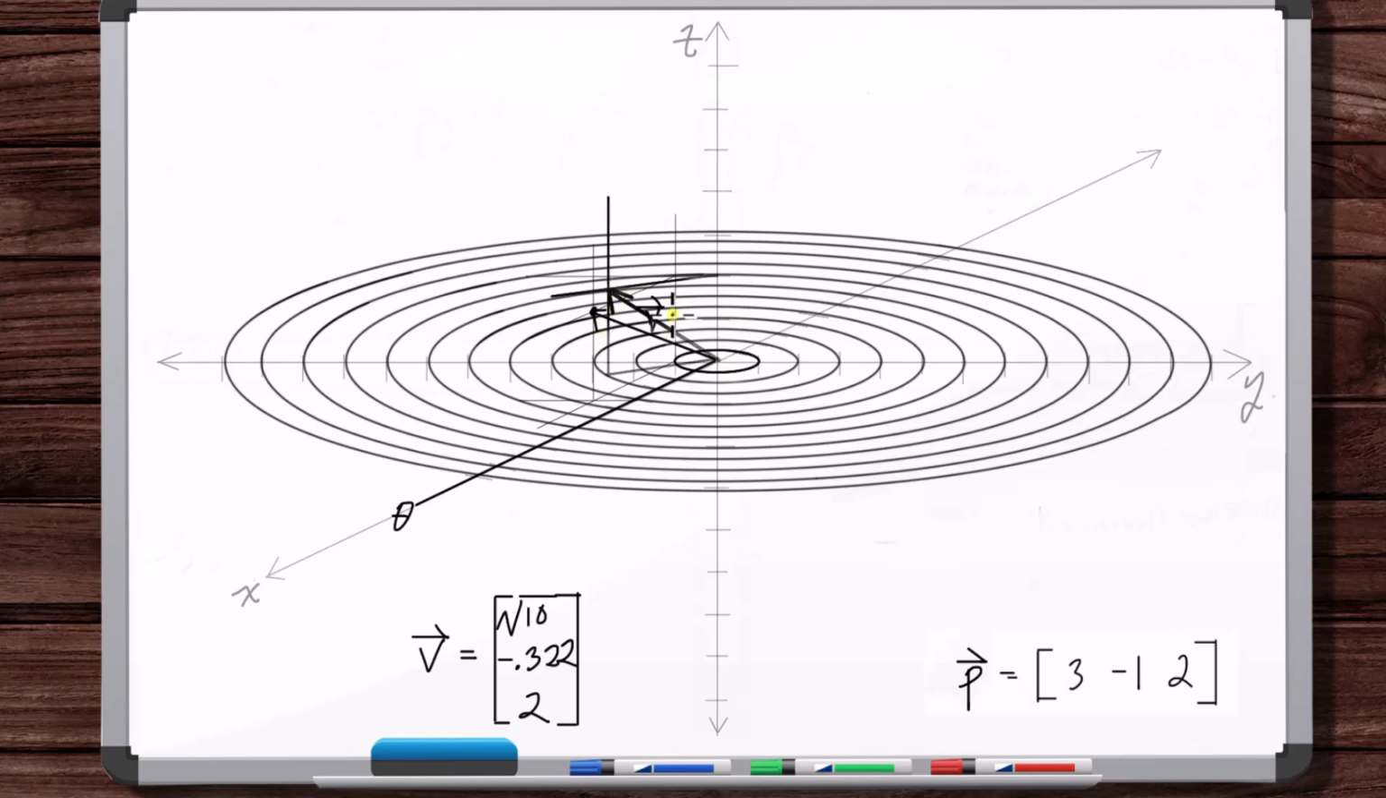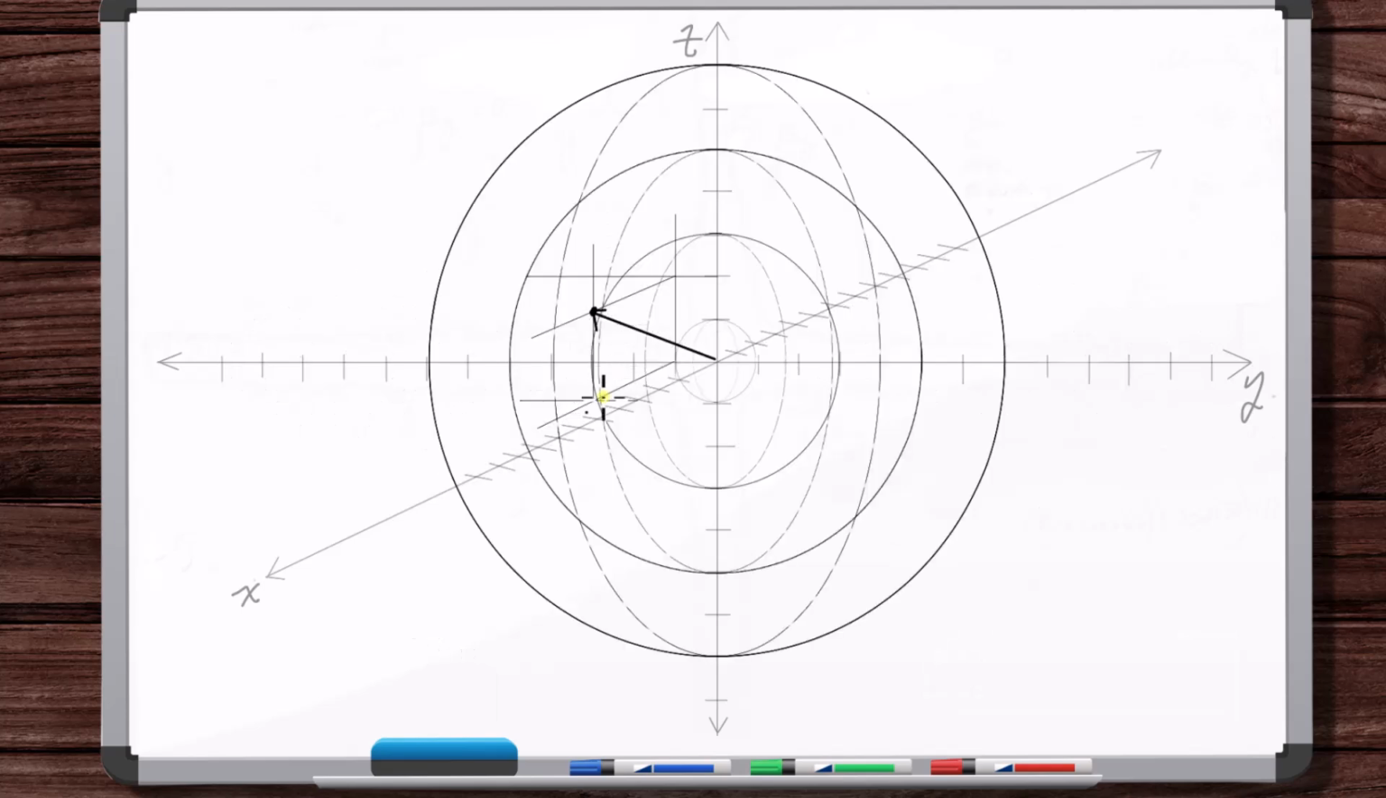There is P. Okay, now what about spherical? Let's look at spherical. I'll leave the rectangular coordinate system in the background for reference, and there's V, the original V that we plotted in rectangular as 3, minus 1, 2, and then we converted it to cylindrical and plotted it again. Now let's convert it to spherical.